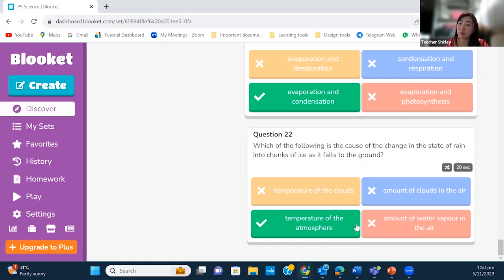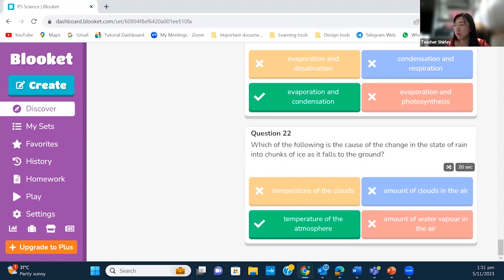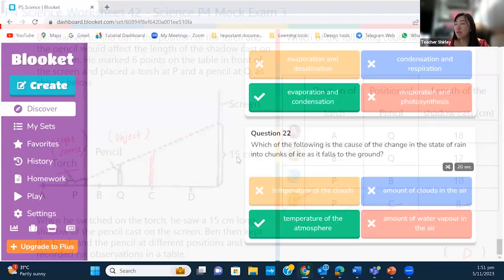And last one, which one is the change in the state of rain into ice? The temperature, because the temperature will determine whether it is freezing or melting point, right? So if it is really cold, the rain actually can turn into ice and fall as snow or hailstone or whichever. Okay, so we are done with this.